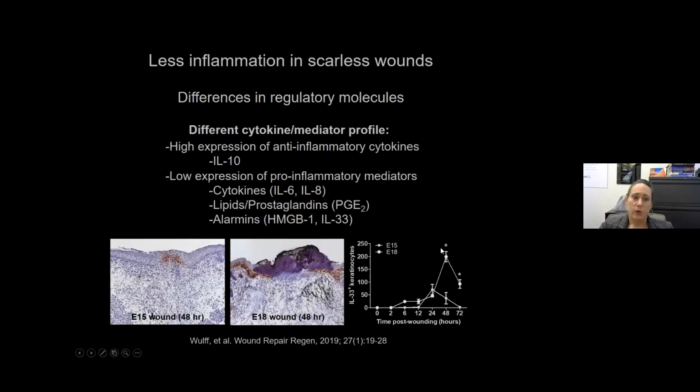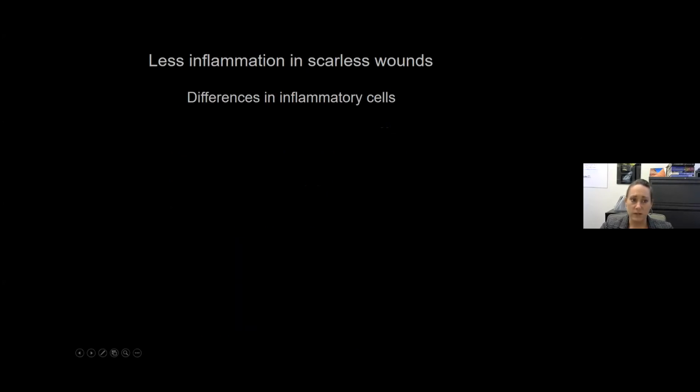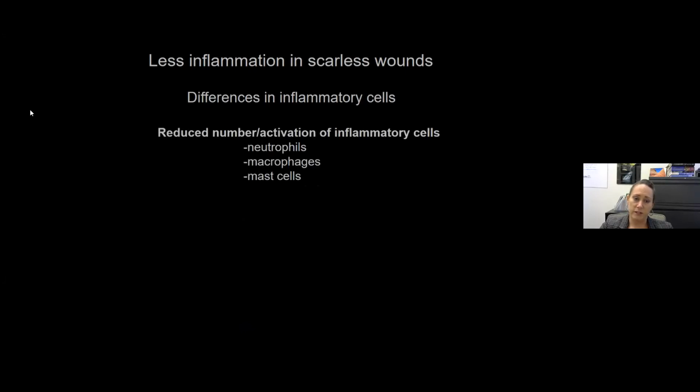The other thing we know is that there are differences in inflammatory cells. In early gestation scarless wounds, you typically see reduced numbers or reduced activation of inflammatory cells. That includes neutrophils, macrophages, as well as mast cells. So this is work from our lab looking at mast cells. This is a toluidine blue stain, which stains the granules of mast cells blue.